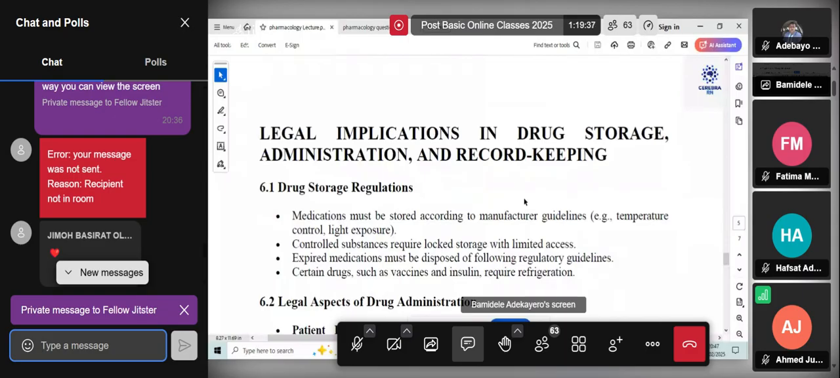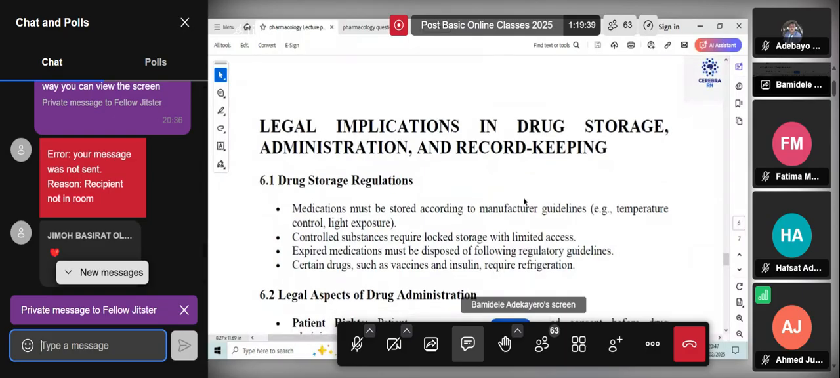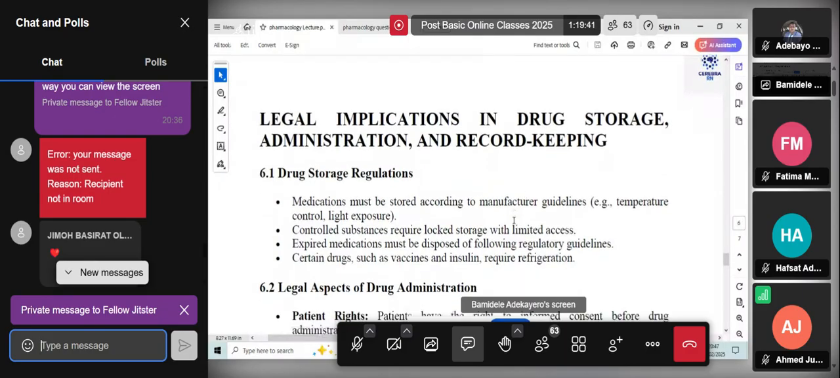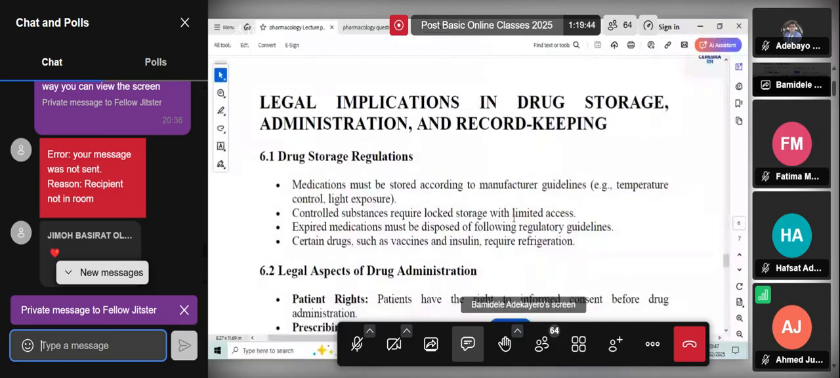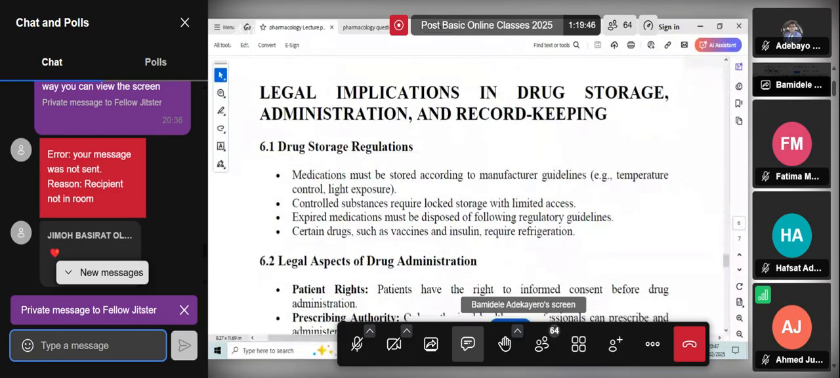So why are we talking about drugs? Why are we talking about medications? Why are we talking about the rights of drug administration? Because there are legal issues, because of the legal implications. Now we'll be talking about that.